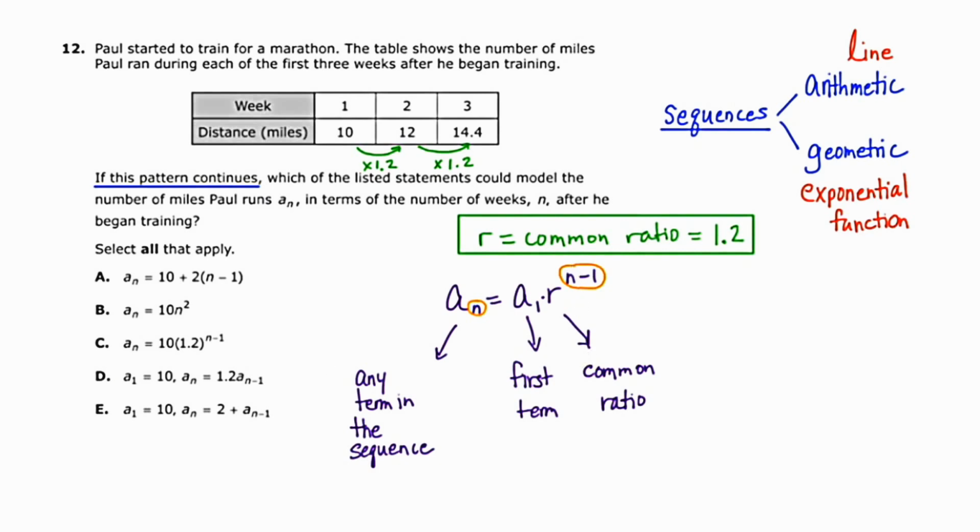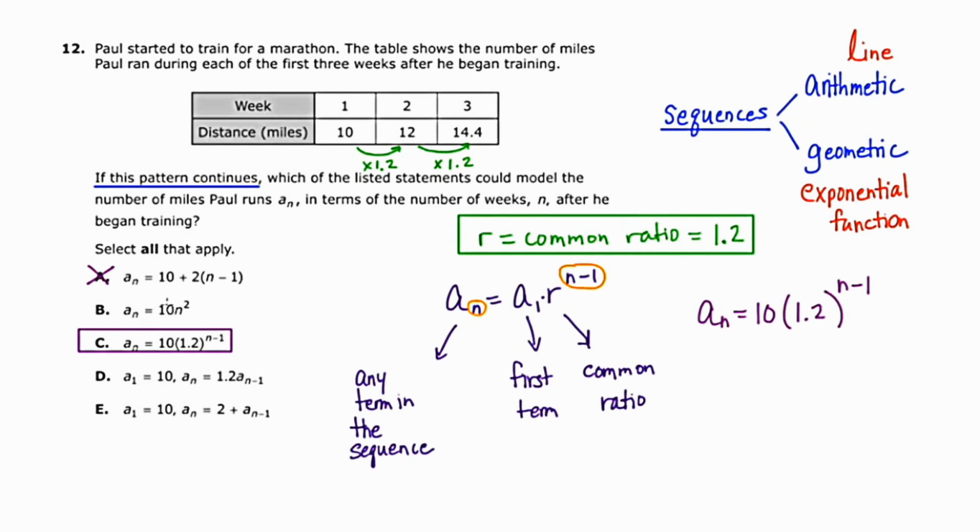So generally speaking, we could say that for this particular scenario, any term can be found by taking our first term, which is 10, multiplying by our common ratio, which we discovered to be 1.2, and then raising that to the n minus 1 power. And this is actually revealed in answer choice C. Now I can safely eliminate some of the other choices. Choice A, if you were to distribute the 2 through, would end up giving you the equation of a line, which is linear, which would be an arithmetic sequence. And we decided that it is not arithmetic.